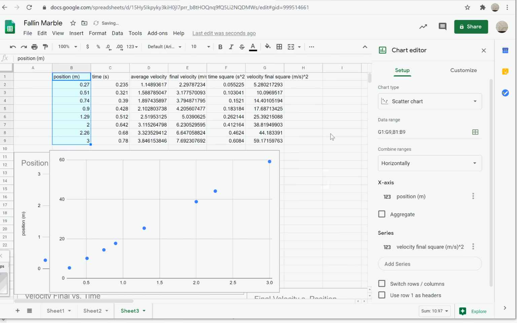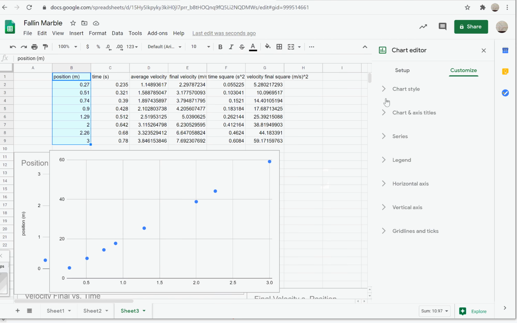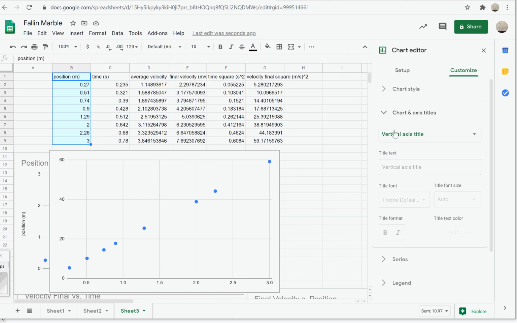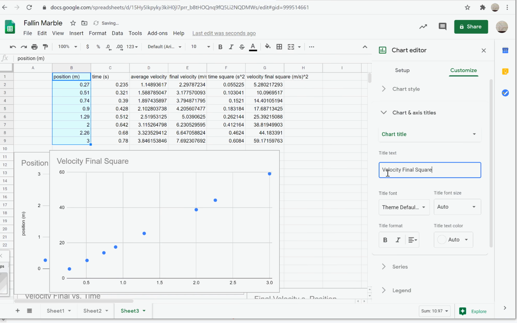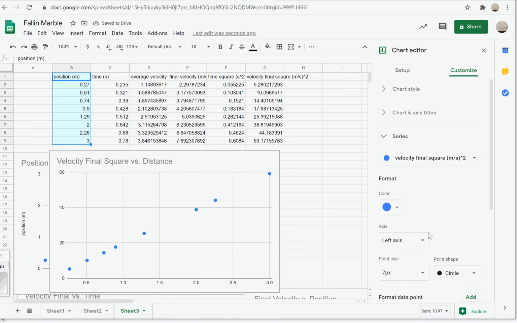Okay. And lo and behold, when I look at that graph, it's turned out to be beautiful at this point. So when we look at it, go back, change your title to, in this case, velocity final square versus, I'm going to write distance. You could have also written position on here. And now let's go down here to series.